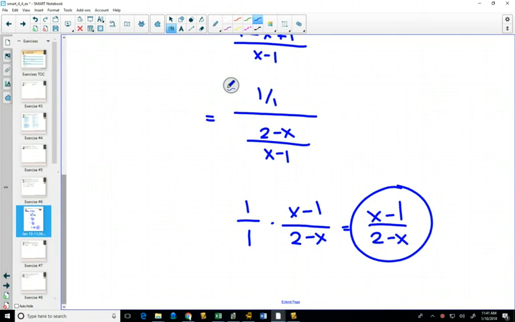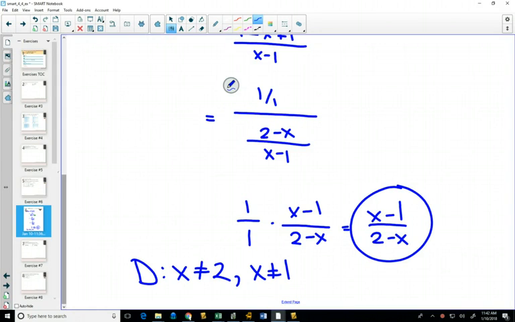What is our domain? And this is why I wanted to do this one together. Do we have any non-permissible values? X can't equal 2. Is that the only non-permissible value? No. X can't equal 1. Now, x can't equal 1, not because of the x minus 1 on the top of the fraction.